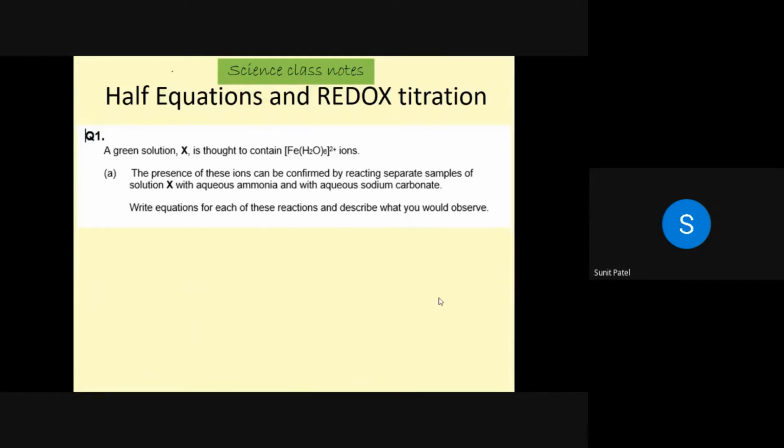This question is broken up into two parts. I'm not going to really focus on this first question. However, like always, you can pause the video and have a go at the question, check the answers later on with the mark scheme. But really today I'm not concentrating on part A of this question. I'm going to look at a green solution of X, which is thought to have 2+ ions. We're going to look at the half equations of that and the redox part. So let's go on from there.